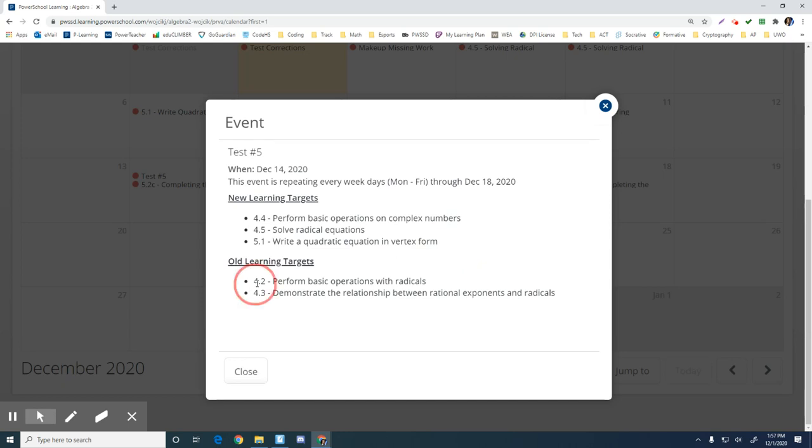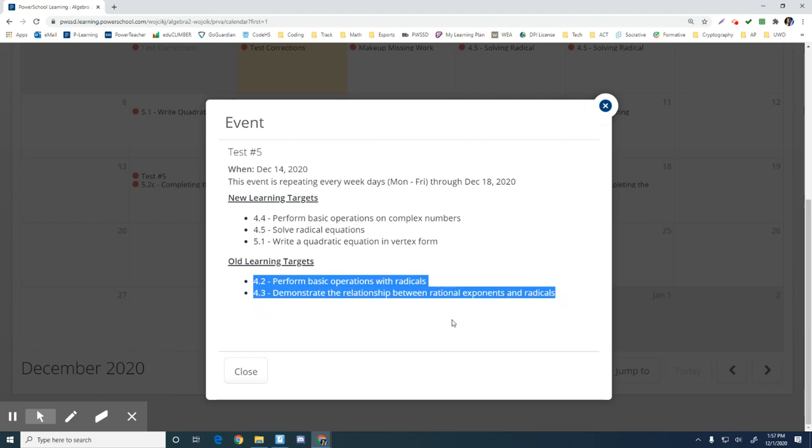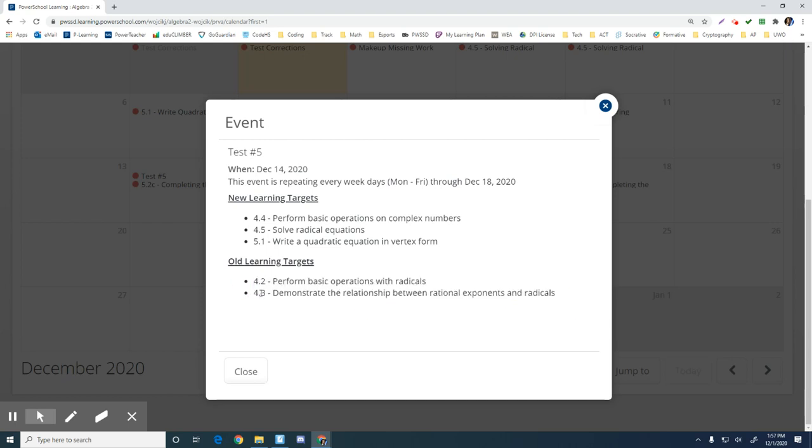All right, the old learning targets from the test that you took just before Thanksgiving, 4.2 and 4.3. So basic operations with radicals. The biggest issue I saw with these was specifically dividing by a radical. When you had a square root of 2x in the denominator, a lot of students left those blank, completely had no clue what to do. So that's when you go back to your notes and you go to your Delta Math and you practice those again. And then 4.3 is the relationship between rational exponents and radicals.